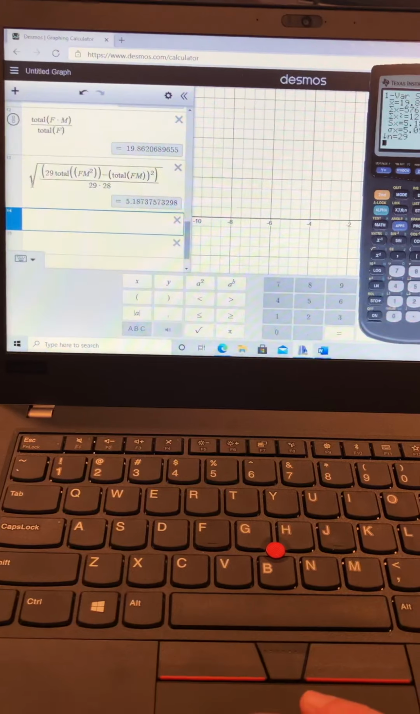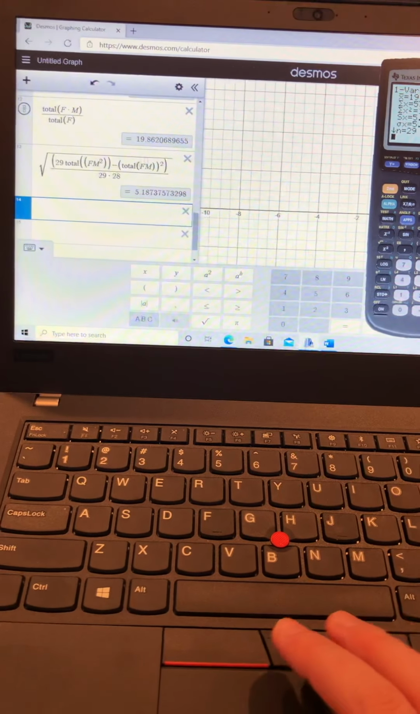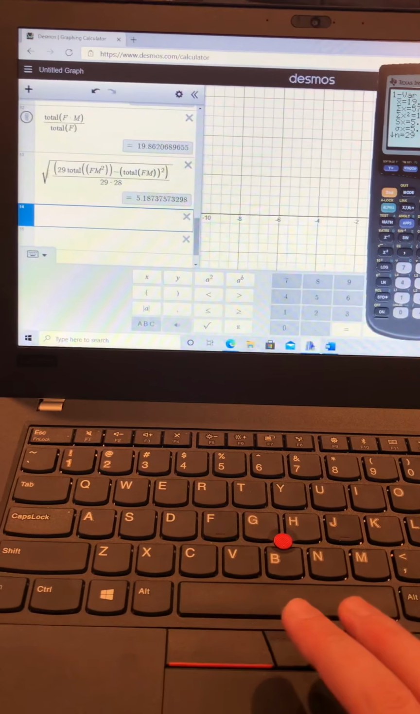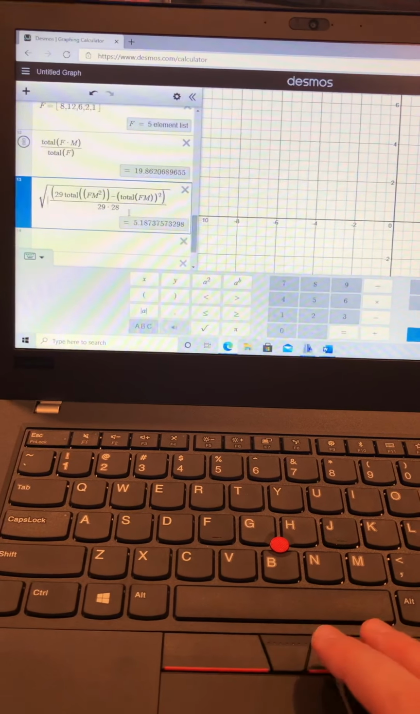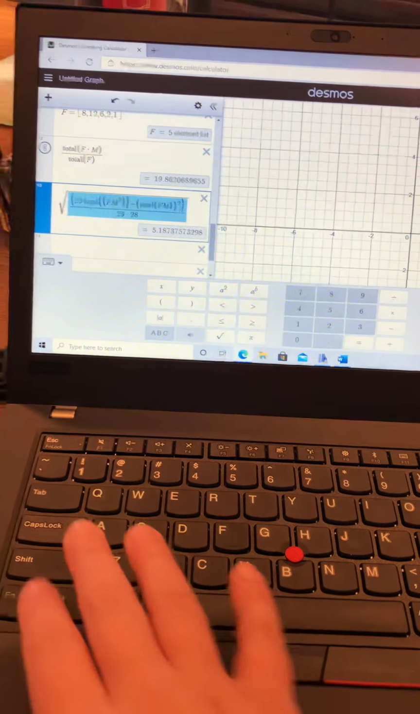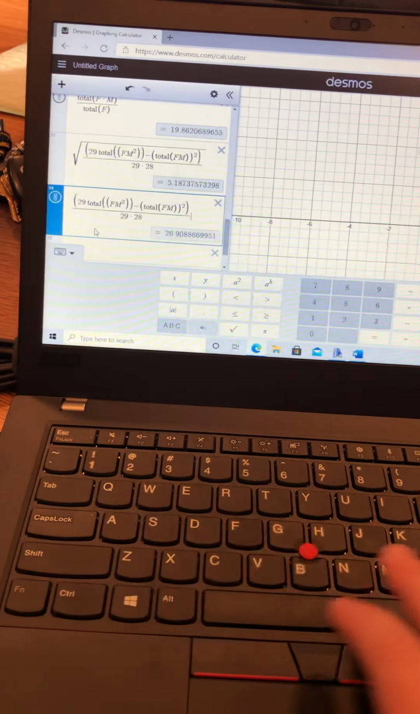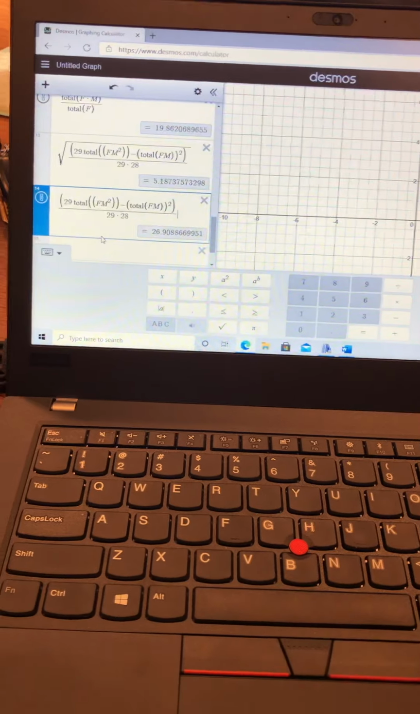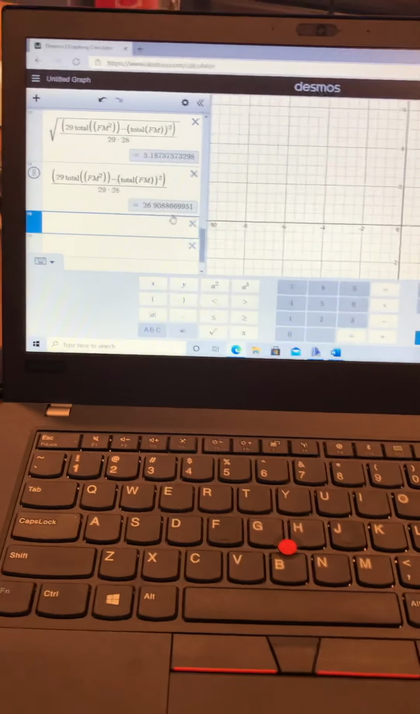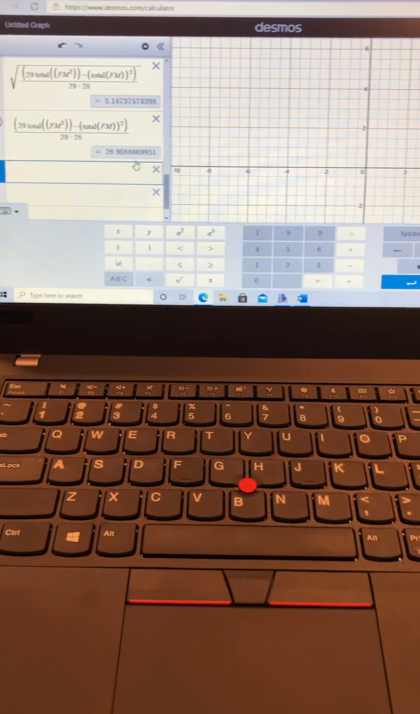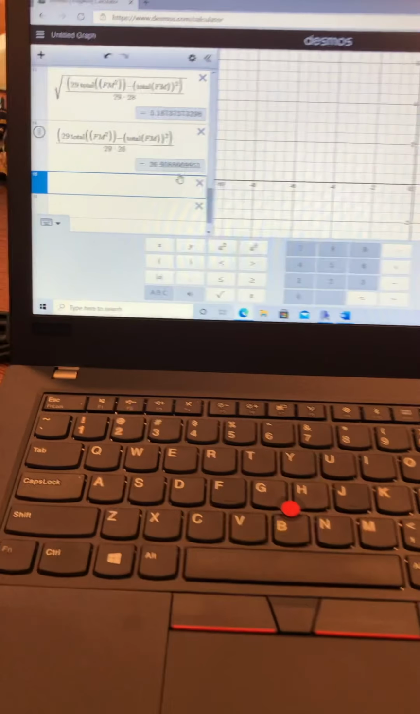And this is the standard deviation because it has the square root. If I want just the variance, I can copy and paste that without the square root, and it gives me 26.91. So there's my variance. Okay, so that is how you do everything on the calculator or on Desmos, whichever one you want to use.